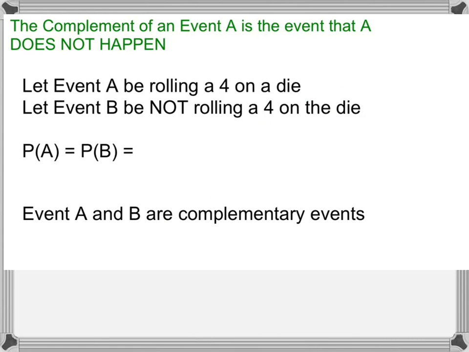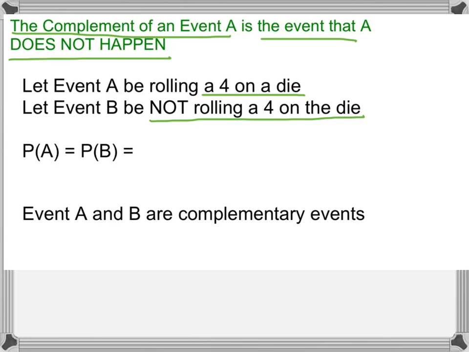Okay, a complementary event A. The complement of an event A is the event that A does not happen. So if events are complementary, it means that one is the event and one is the event that it doesn't happen. For instance, if event A is rolling a 4 on a die, and event B is not rolling a 4 on the die, these are complementary events because one is rolling a 4 and one is having that thing not happen.